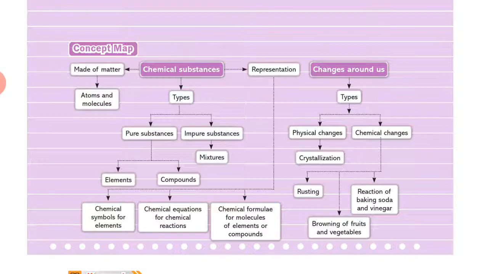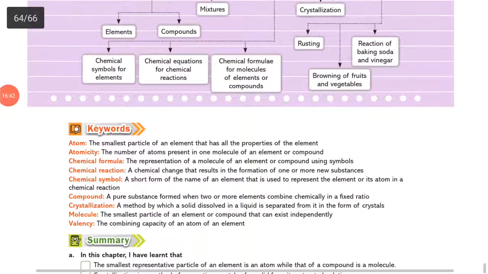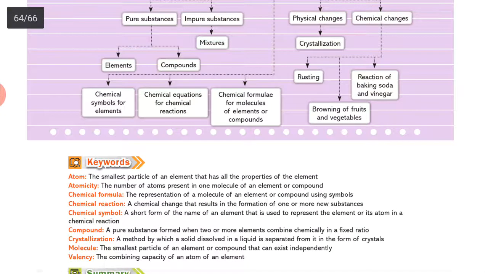In physical changes we studied about crystallization, and in chemical changes we studied about rusting. Then we studied the reaction of baking soda and vinegar, and the browning of fruits and vegetables also. So these are some key words, dear students. Try to recall all these words. That will help you to attempt 1 mark questions also.